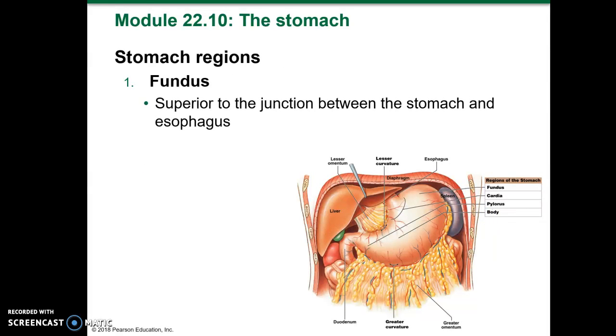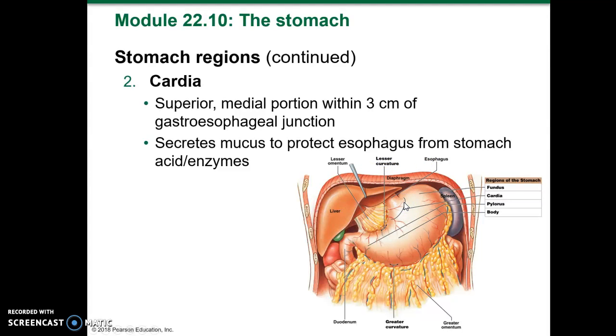The specific stomach regions include the fundus, which is the superior area, superior to the junction between the stomach and the esophagus. And then the cardia, the superior medial portion within 3 centimeters of the gastroesophageal junction. It secretes mucus to protect the esophagus from the stomach acid and enzymes.